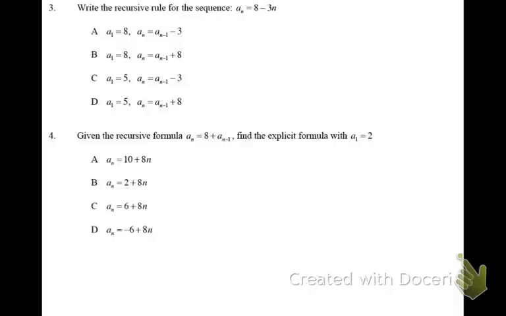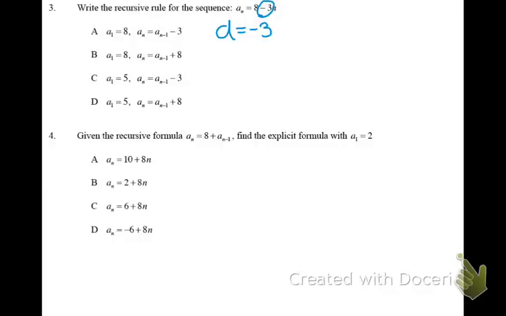For number 3, write the recursive rule for the sequence. A recursive rule always uses the previous terms to find new terms. In this case, if you notice with the formula, it says minus 3n. Minus 3 means that you are using an arithmetic sequence. Since it's minus 3n, that means -3 is your common difference. So D in this case is -3.